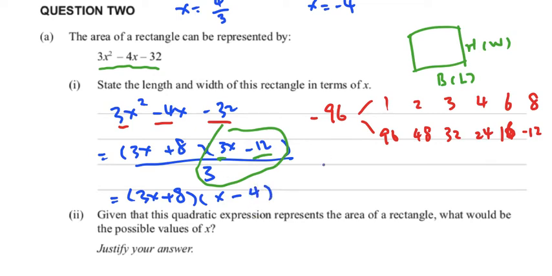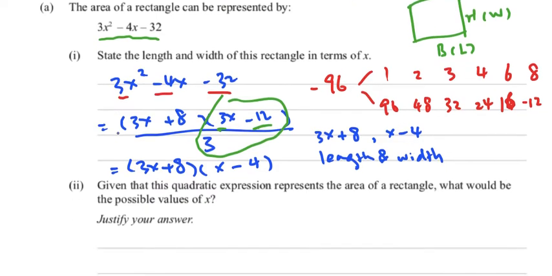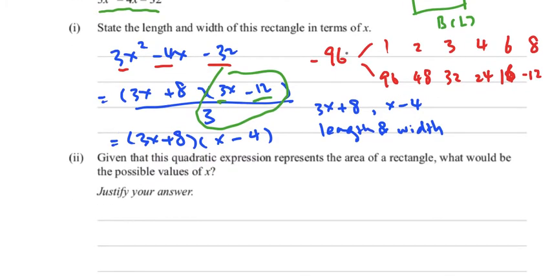Okay, that's factorizing. We can say the length and width are going to be 3x plus 8 and x minus 4. We don't really mind which one is which because multiplying them together gives us precisely the area. Okay, question number 2. Oh, by the way, this is a merit question.